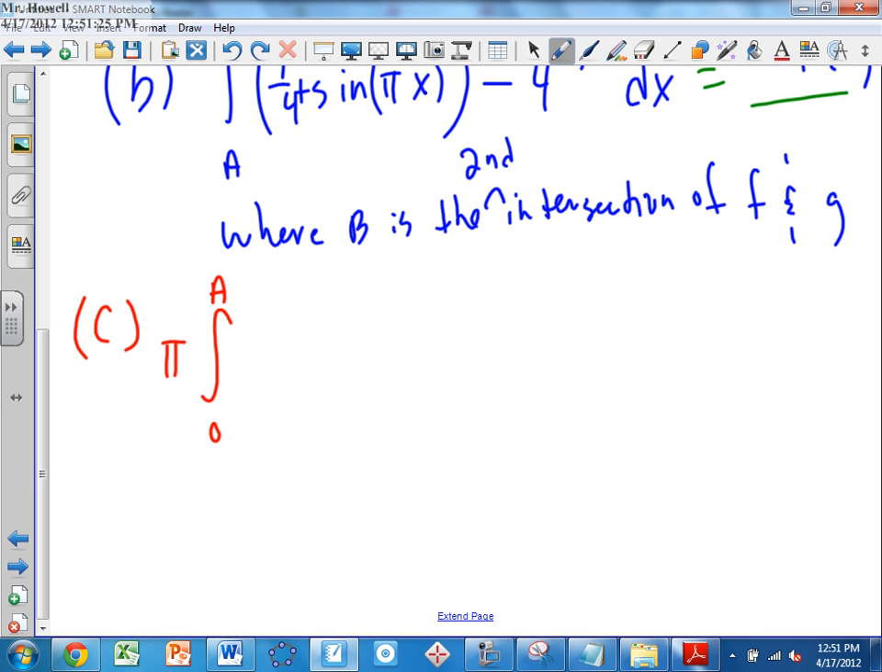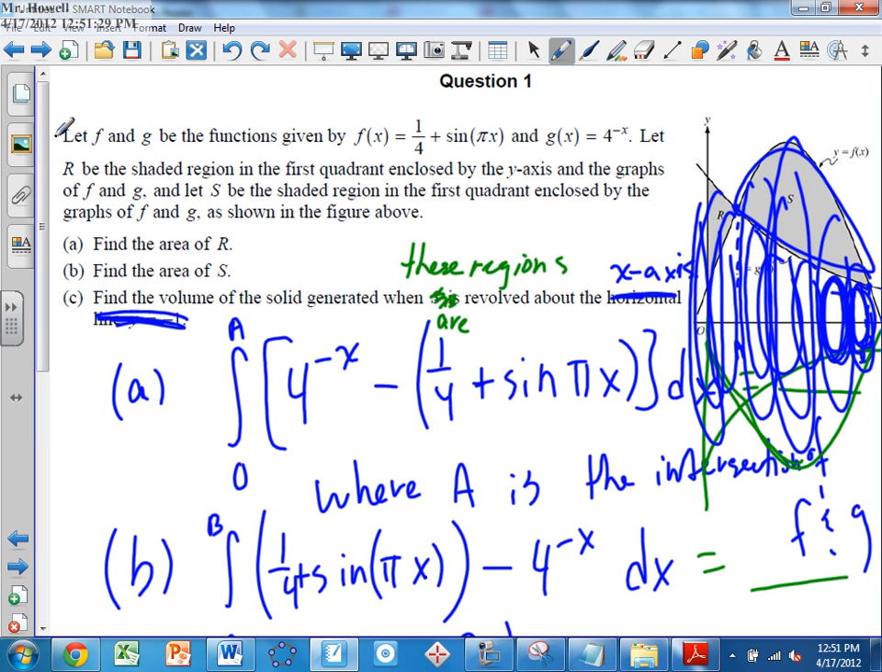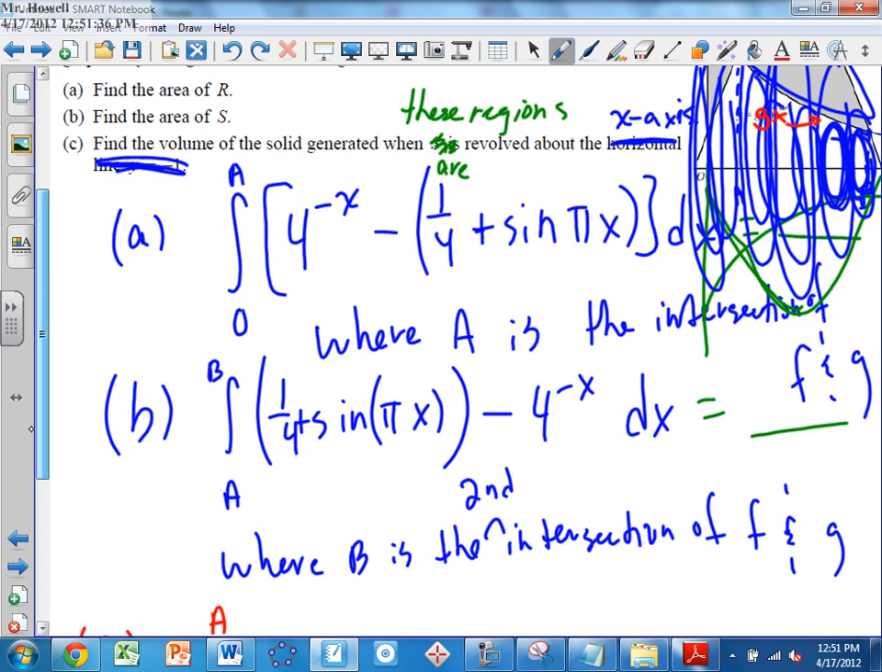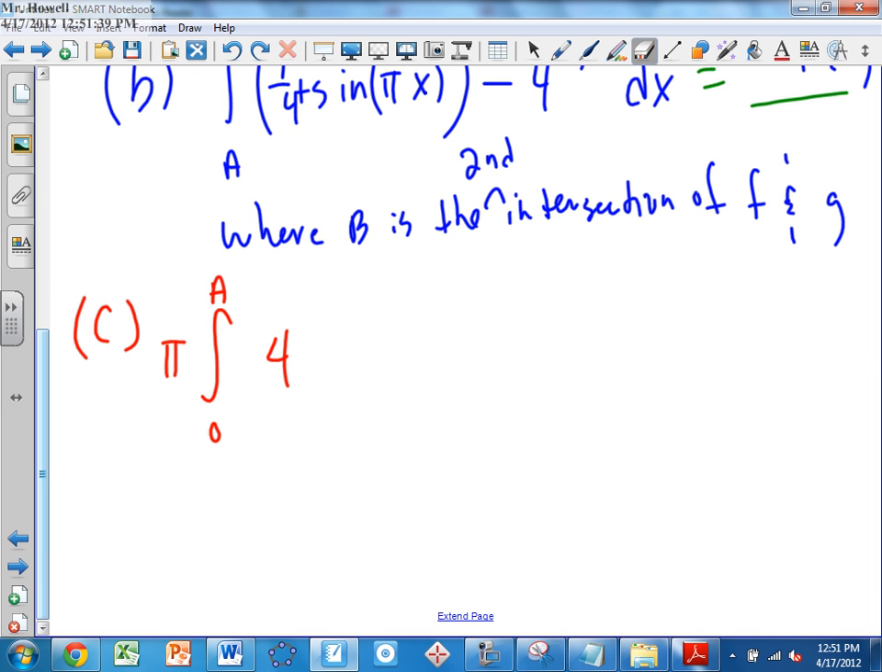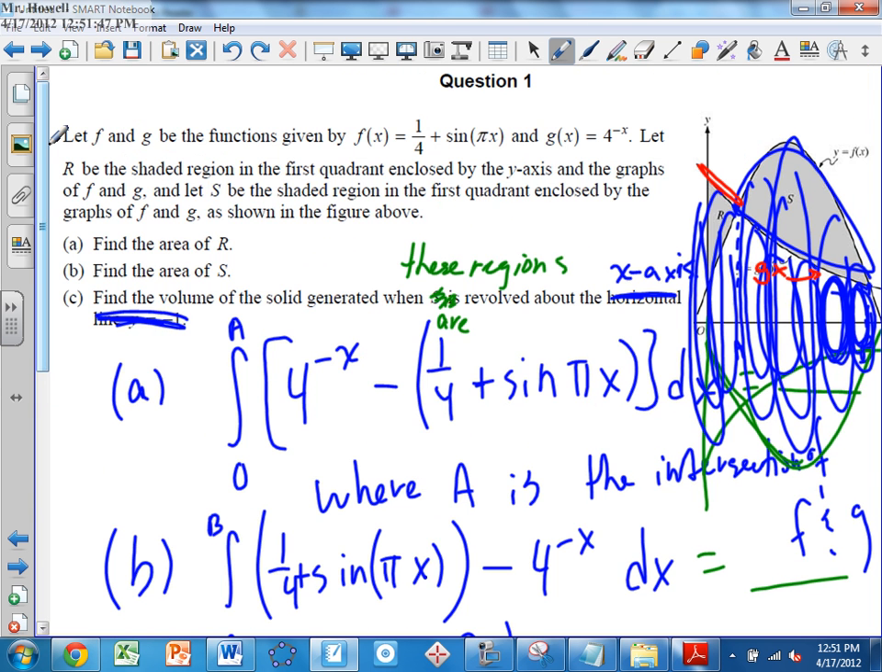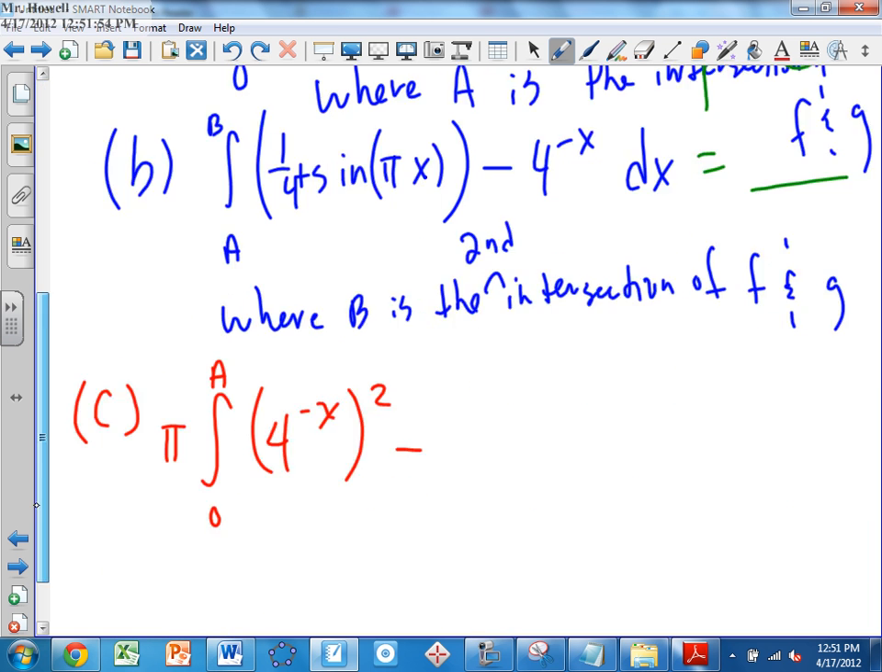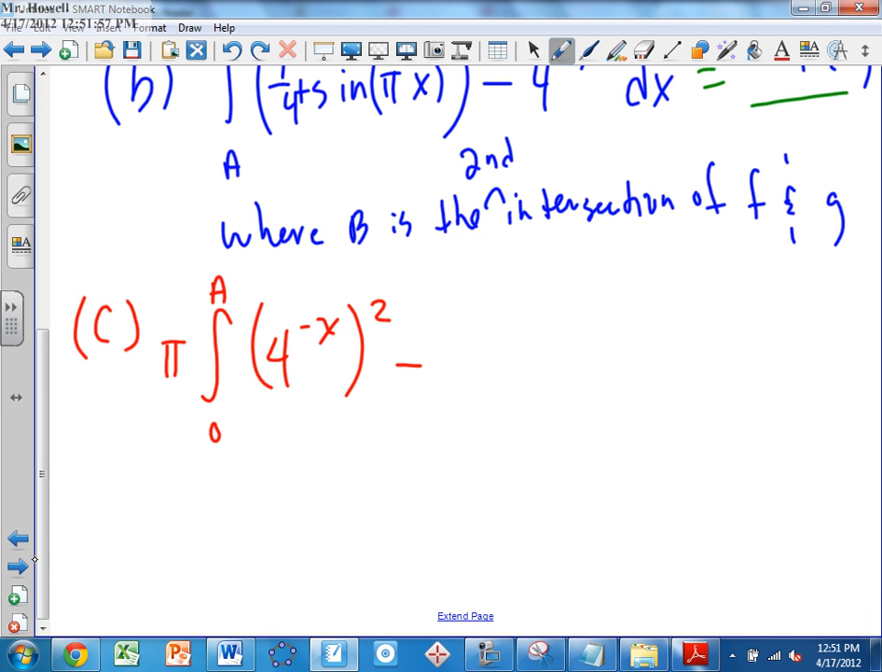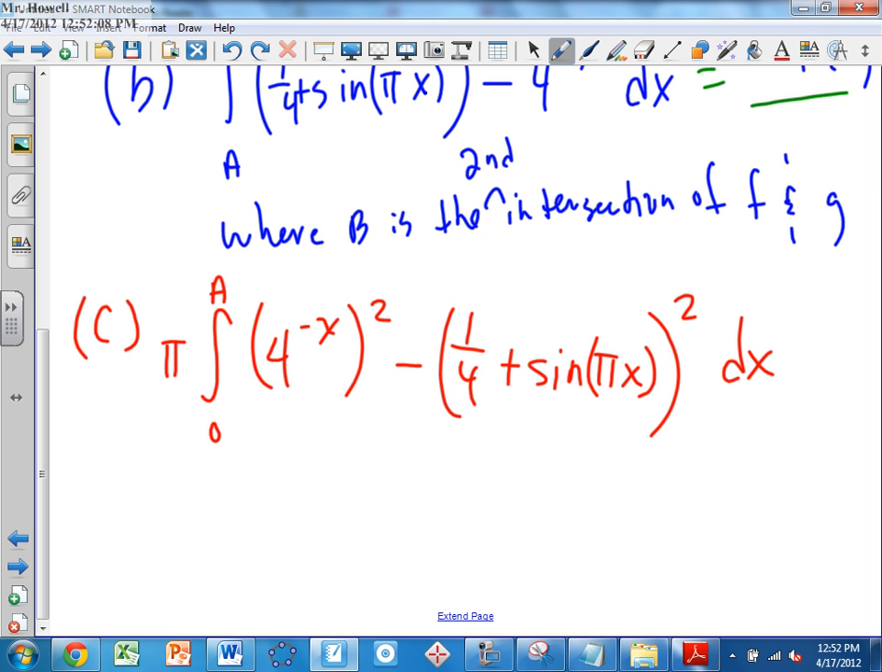Upper or outer radius, which is the upper function in the beginning here? g of x, which is 4 to the negative x. So we have the outer radius squared, minus the inner radius. The inner radius is just the inner line right here, which is f of x, 1/4 plus sine pi x. Remember, what do I do to my radius? Square it. And dx. That's the volume that is produced. Remember, it's really pi r squared. It's a circle, and there are a lot of these little circles, so we're adding them up, so we're doing an integral. Then, after that, what do we have to do?